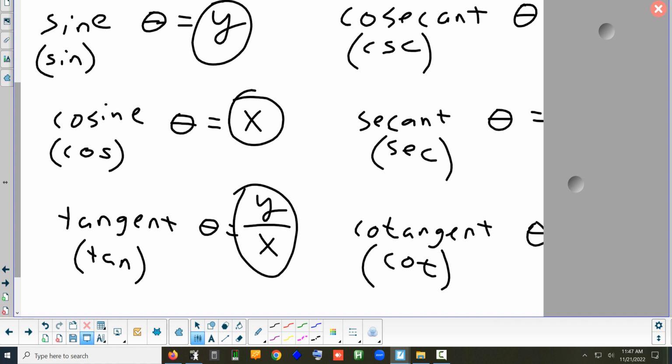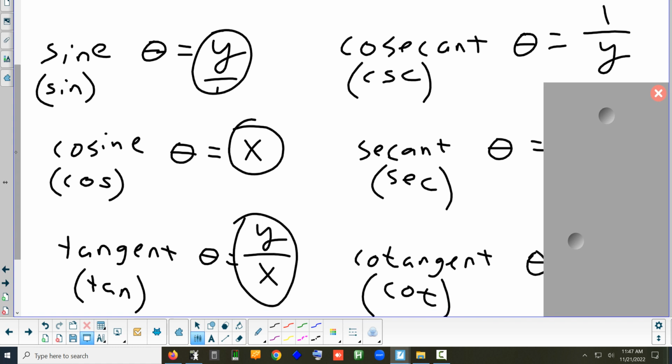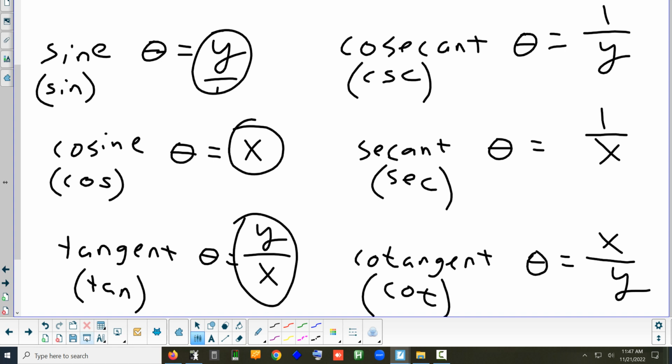So how do you flip y? Think of it as y over 1. What do you get when you flip y over 1? 1 over y. And what do you think the secant is? 1 over x. And the cotangent? x over y. So you need to know those formulas. Sine is y, cosine is x, tangent is y over x. If you know those three, and you remember that to get the other three you flip them, then you don't really have to memorize the other three.